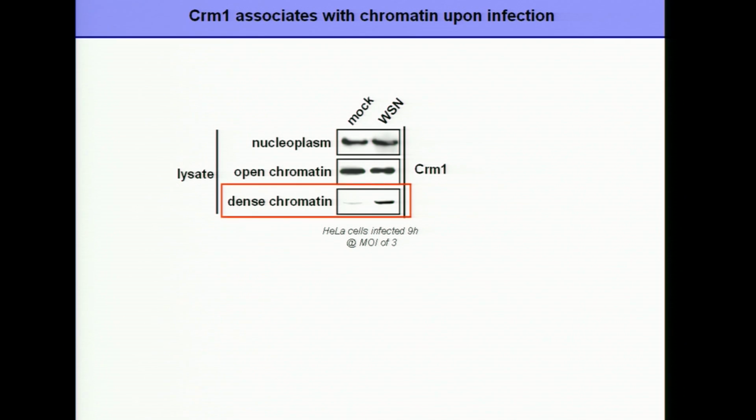And so what this suggests to us is that during influenza virus infection, these vRNPs, when they're assembling their complex directly before they're exported, sort of park themselves on this transcriptionally inactive chromatin and possibly somehow recruit the cellular protein Crm1 to that site.